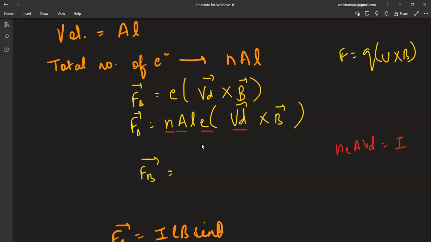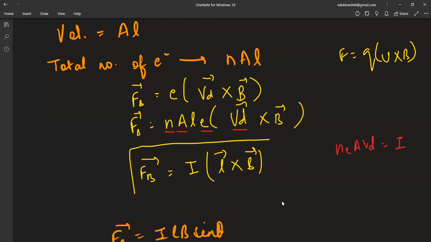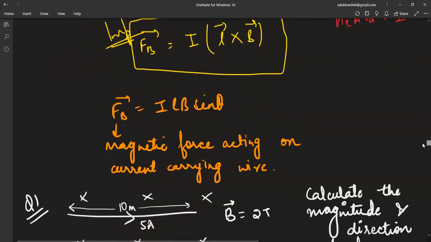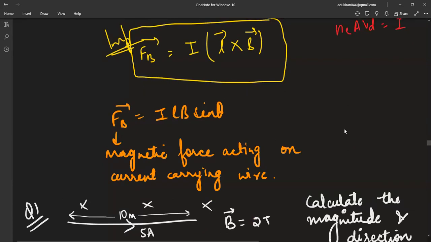So what does the formula now become? I L cross B, a very important formula, class. This derivation is not so important, but this formula is very important. This formula is used throughout. You will notice how questions become easier if you know it. Because in most cases you will have the length of the conductor given in the figure, the current mentioned, and the magnetic field in the background. This is the figure that is given in most of the questions. So that is how you have to identify.